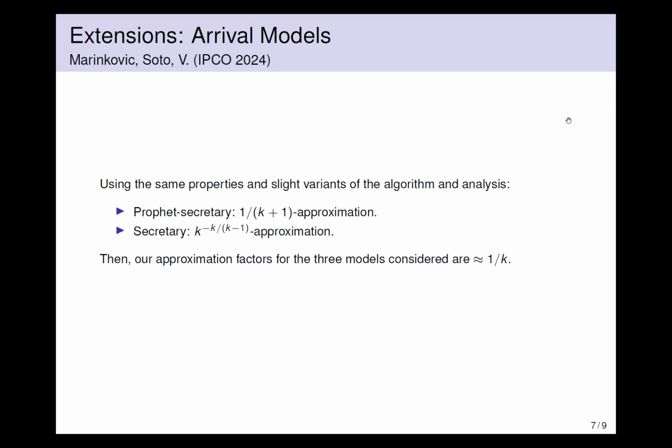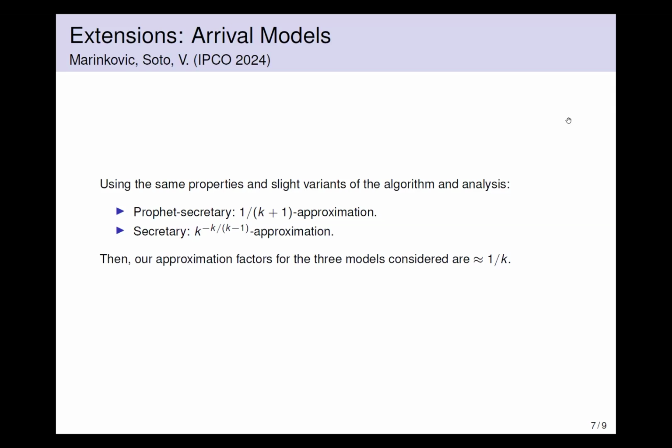And for secretary, again using a similar idea, you can get a k to the minus k over k minus 1 approximation. It looks a little weird, the number, but it's essentially 1/k. So for IID, prophet secretary, and secretary, you get 1/k. And secretary is exactly what Anupam just presented: random order, but now the valuation functions are totally arbitrary.